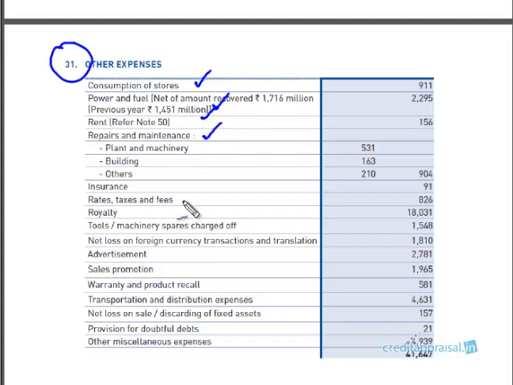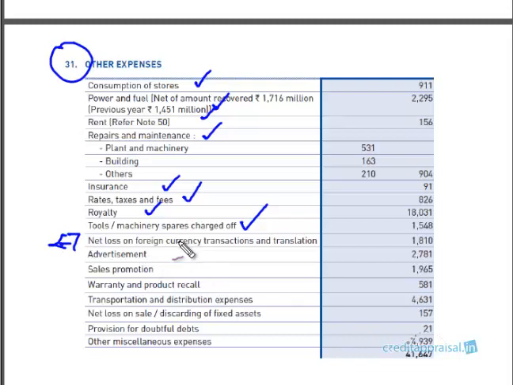Repairs and maintenance we have put under the relevant head. Insurance we have assumed it is a direct expense, we already considered. Rates and tax, royalty also we have already discussed. Tools, machinery, spares also we have discussed. So net loss on foreign currency transactions. We didn't discuss the segment of non-operating expense. So when we discuss that, we'll see that this is a non-operating expense. We'll come to it later.